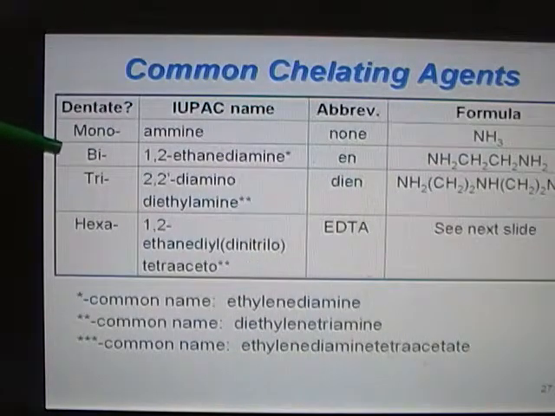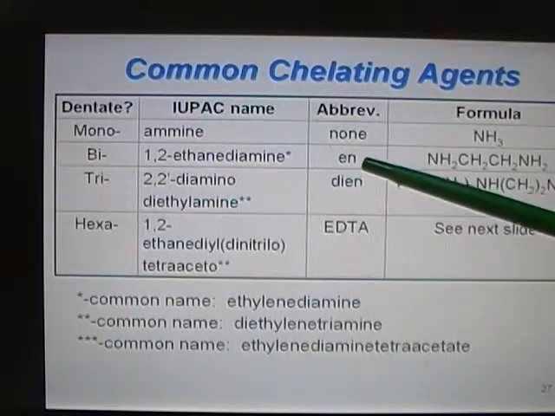Bidentate ligands means that a bidentate ligand is a ligand that can bind 2 times to a transition metal cation. So the example that I'm going to show you is ethylene diamine. It also has another name, 1,2-ethane diamine.